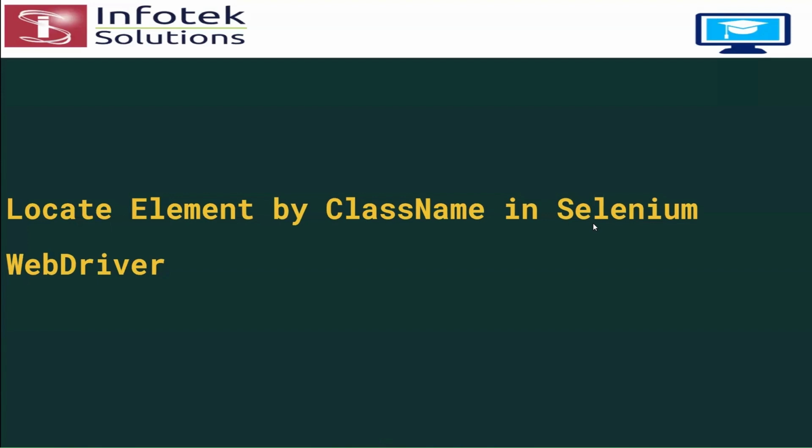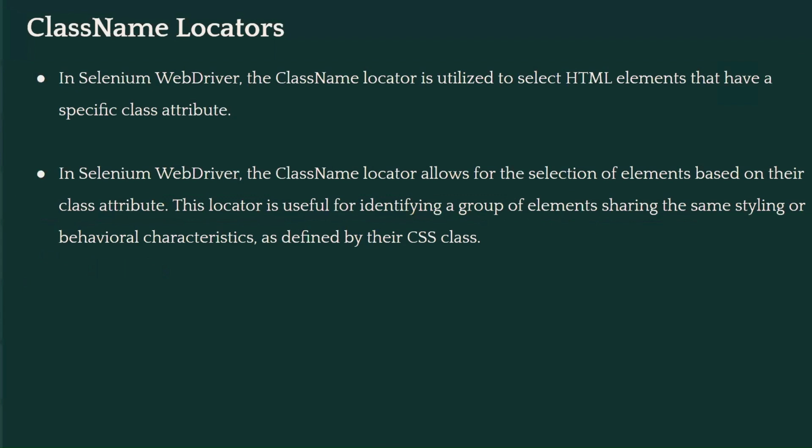Hello everyone, welcome back. Now in this section, we'll talk about locating the elements by class name in Selenium WebDriver. Now I'd say this class name section is not used very often, but this is one of the locators. In Selenium WebDriver, the class name locator allows for selection of elements based on the class attribute. Though the locator name is class name, it is identified based on the class attribute. And this locator is useful for identifying a group of elements sharing the same styling or behavior characteristics.